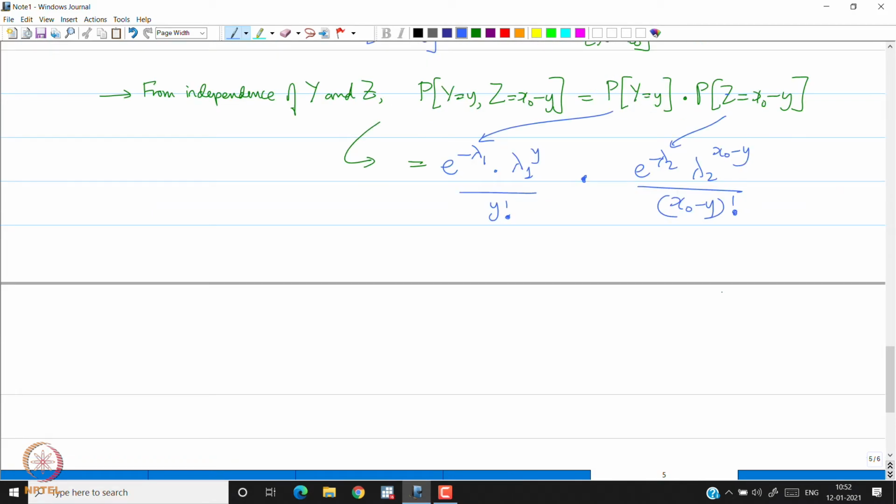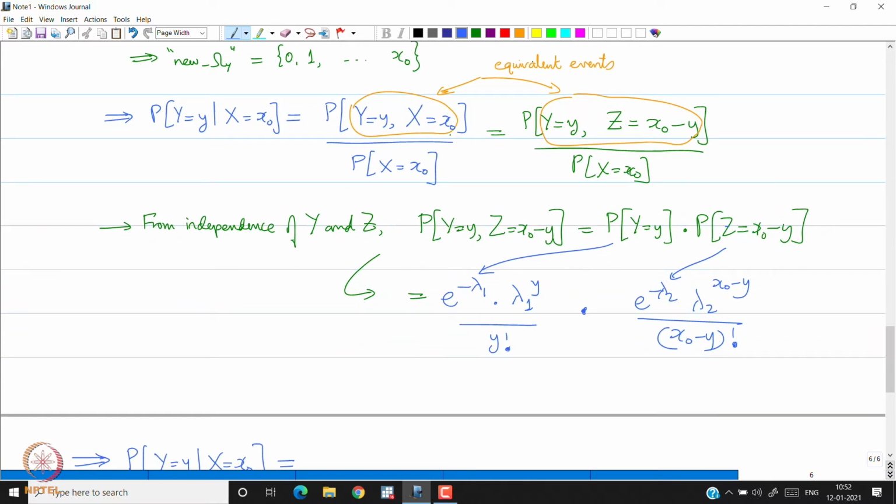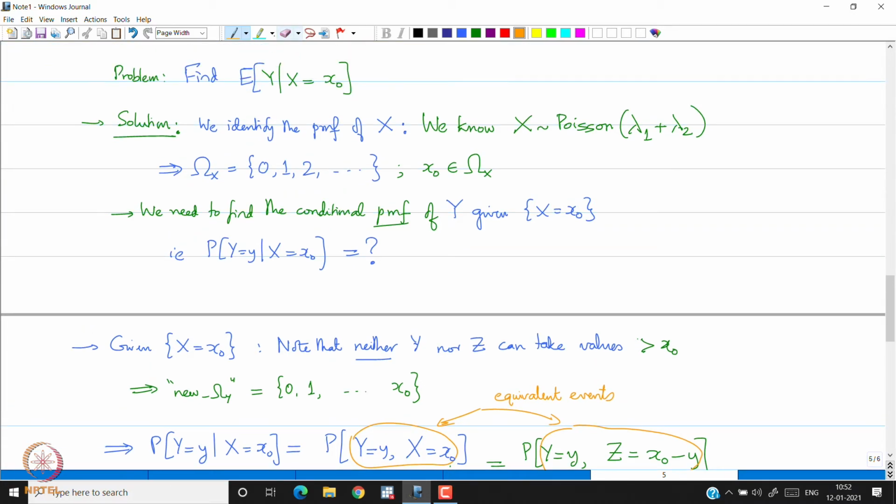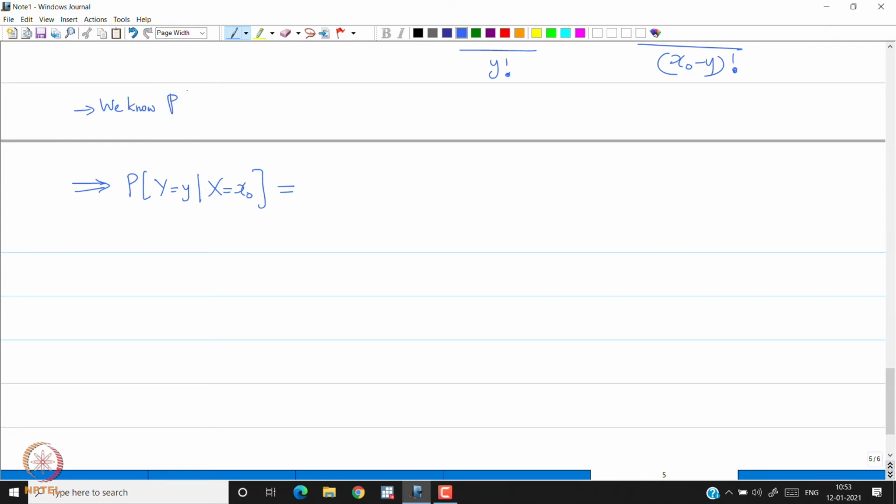So I can now go ahead with the probability that Y equal to small y given X equal to x naught. This is what we wanted. The denominator is from the Poisson PMF of X, and that we already pointed out. So we know this, P of X equal to x naught is basically e to the power of minus (lambda 1 plus lambda 2), multiplied by (lambda 1 plus lambda 2) to the power of x naught divided by x naught factorial. This also we know from the Poisson distribution of X.